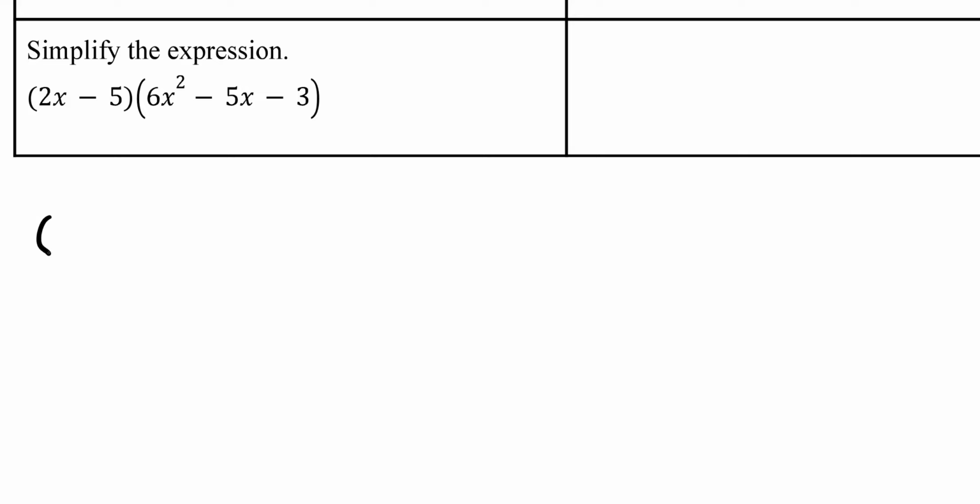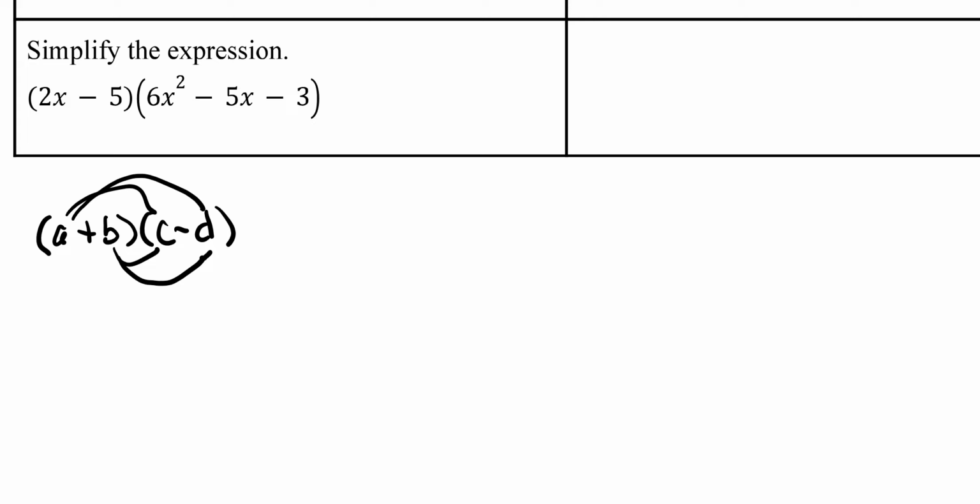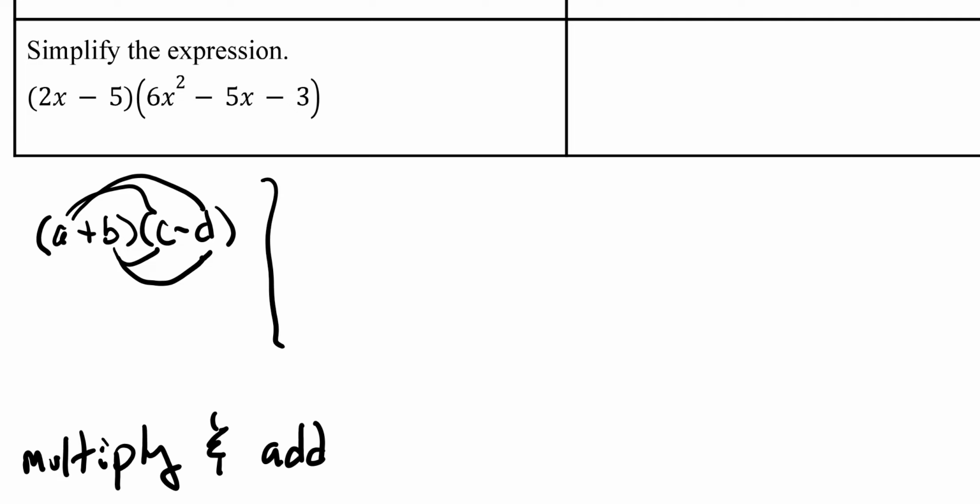Let's just say I had a plus b times c minus d, for example. One way to set this up would be with just the lines. Each of those 4 lines represents a product. The important thing to keep in mind is that we multiply and then we add. And by add, I mean combine, meaning it could actually be subtract. But we do that in all of these cases. That's the first way I'm going to show you.